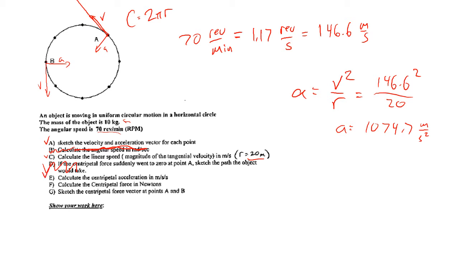Check. Calculate the centripetal force in newtons. Well, we're going to use F is equal to ma. Have you ever heard of that formula before? So m is 10 times a is 1074.7, and you're going to get 10747 newtons. You could put another decimal if you want. Check. Sketch the centripetal force vectors at points A and B. Right there. FC, FC. They're the same as the acceleration.